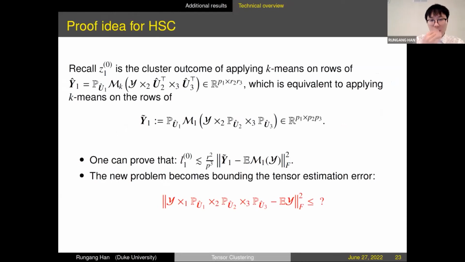And to prove the high-order spectral clustering, we note that if this Z_1 is a cluster outcome of the K-means on this Y_1 hat, which is the 2 times projected matrix data, it is equivalent to applying the K-means on the rows of the original high-dimensional data after you project the data back. And we can simply prove that this L_1 is bounded by the estimation error of X after we do the projection. So the central problem becomes bounding the tensor estimation error.